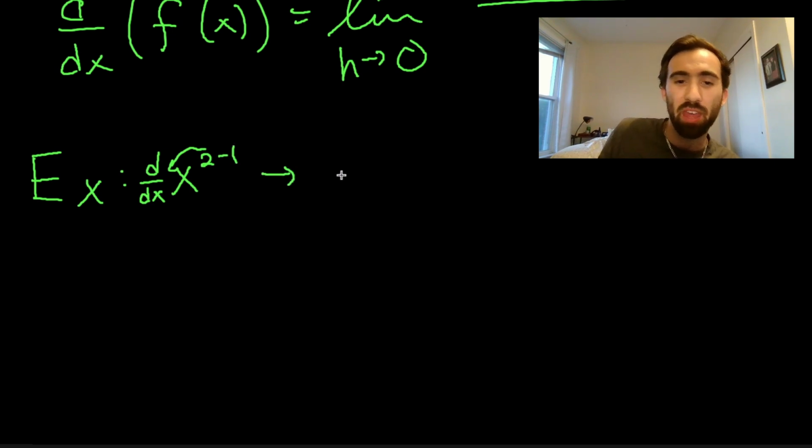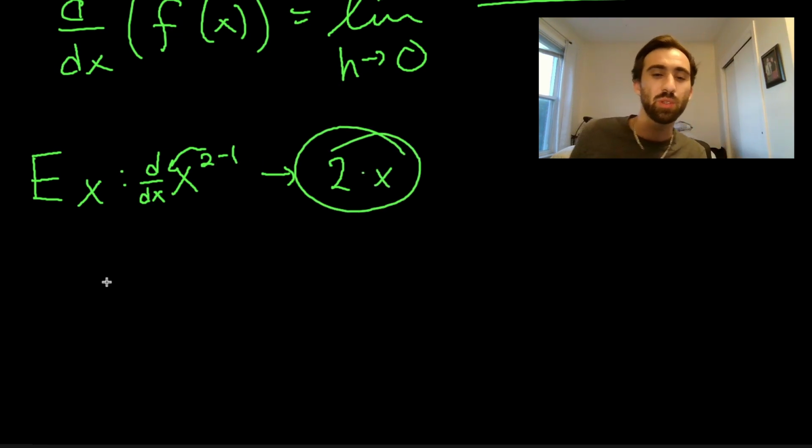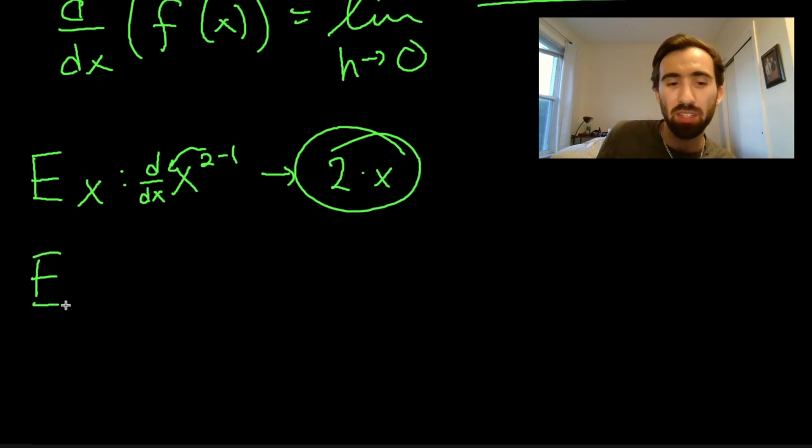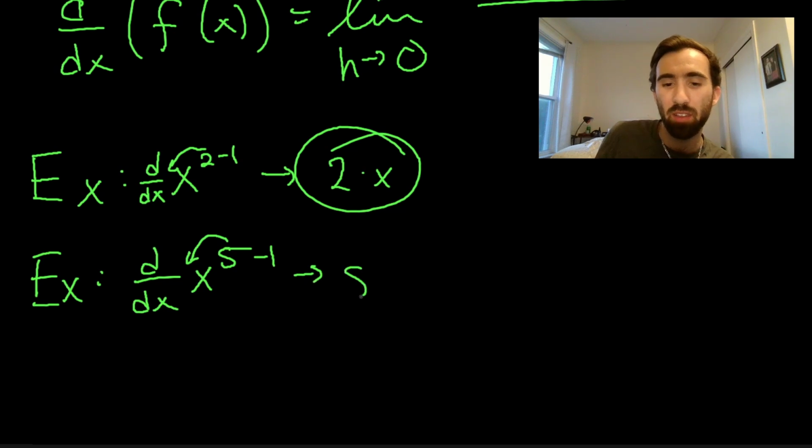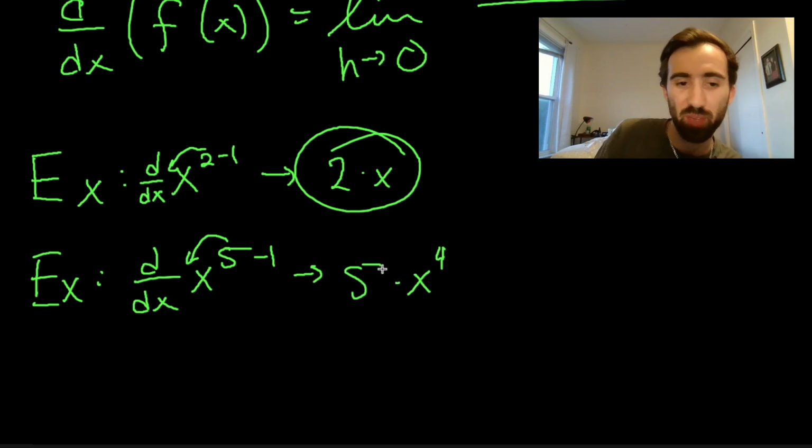So we would get that our answer would be equal to 2 in front times x to the power of 2 minus 1, which is just 1. So our answer is 2 times x. Pretty easy. Okay, let's do another example. If I had the derivative of x to the power of 5, same thing, just bring down the 5, subtract off 1, and we get 5 times x to the power of 4, because 4 is 5 minus 1.